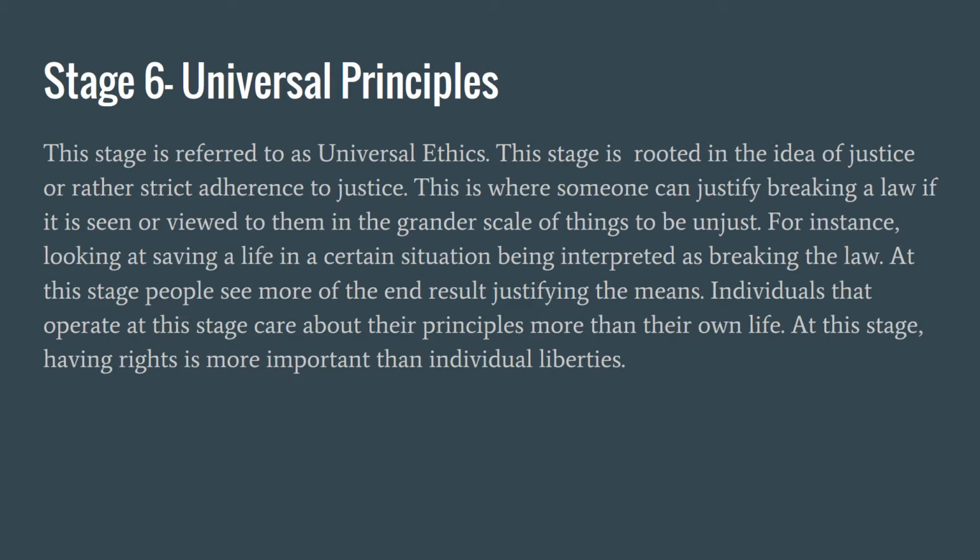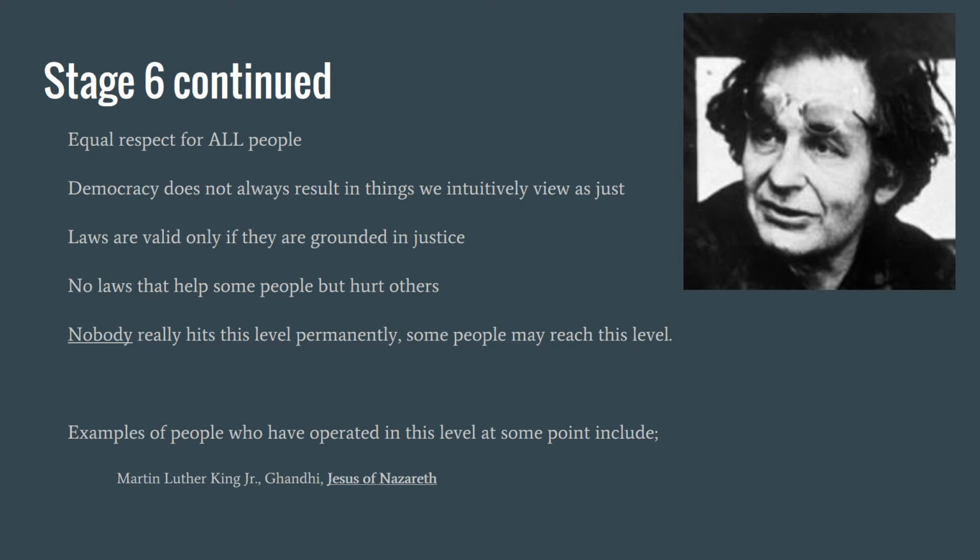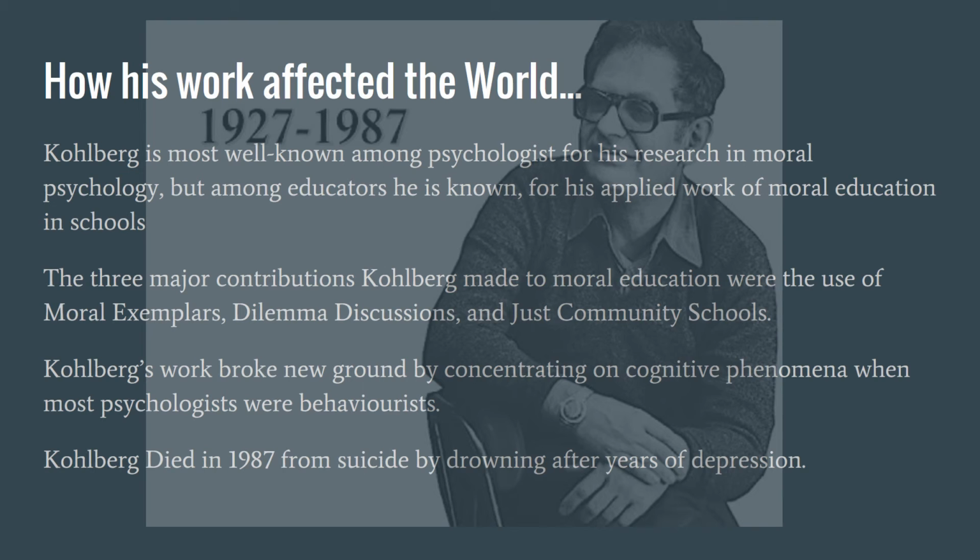Individuals that operate at this stage care about their principles more than their own life. At this stage, having rights is more important than individual liberties. Other aspects of stage 6 include equal respect for all people. Democracy does not always result in things we intuitively view as just. Laws are valid only if they are grounded in justice. No laws that help people and hurt others. Nobody really hits this level permanently, and some people may reach this level. Examples of people who have operated at this level at some point include Martin Luther King Jr., Gandhi, and Jesus of Nazareth.